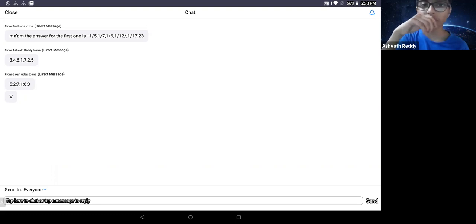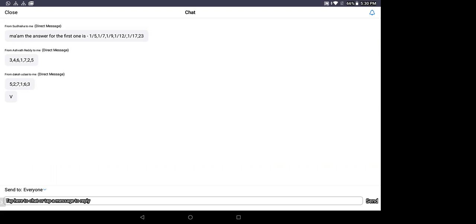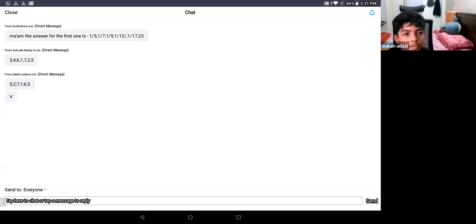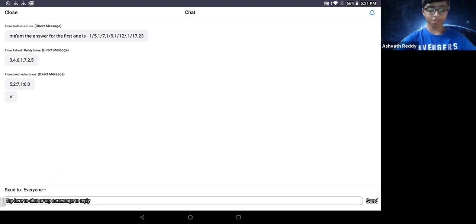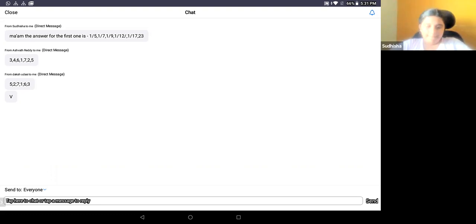For unit fractions, the one with the biggest denominator is the smallest. Exactly true. So 1 by 23 is the smallest fraction, which means 1 by 5 she wrote as the smallest. Yes, ma'am. Now you understand what your mistake is?